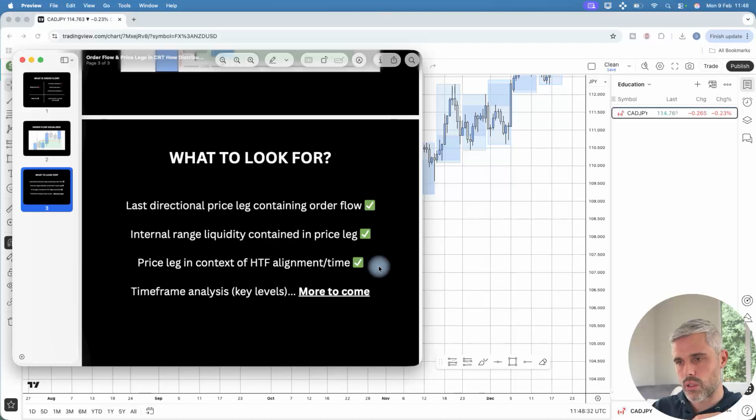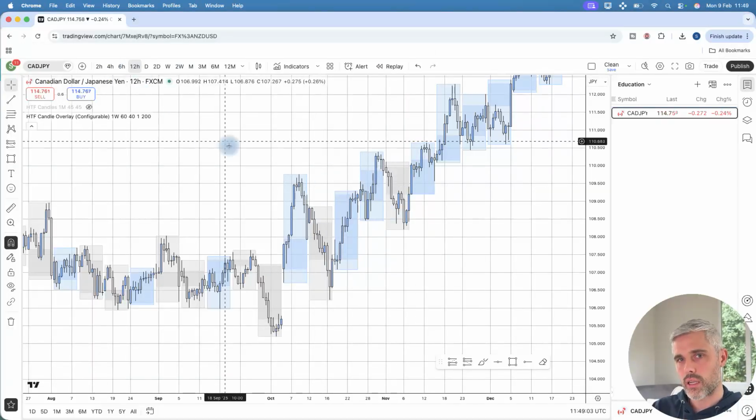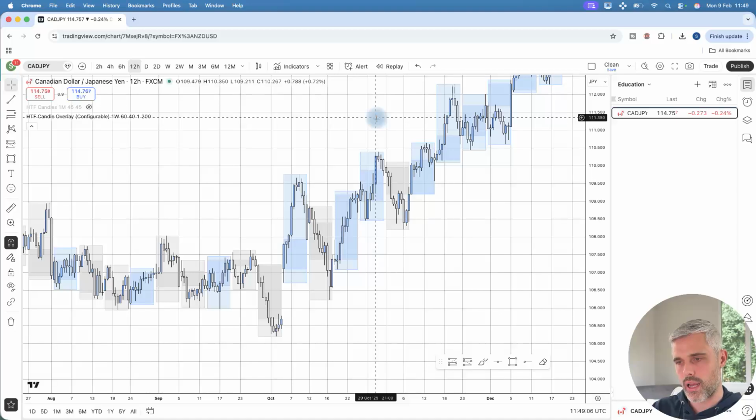Is the price leg in context of higher time frame alignment, and is it printing at the right time? Again, something we'll cover in more detail. And then finally, multi-time frame analysis, because these print on every single time frame. So if we are starting to place trades, what's happening on the higher time frame from an order flow perspective can give us more confluence that our trade is going to play out. And this is where we start to explore key levels. But for now, let's look at the 12-hour price action in context of our higher time frame alignment.